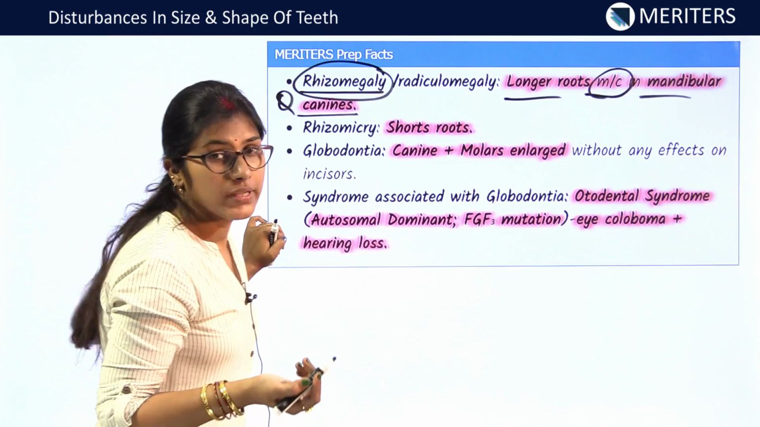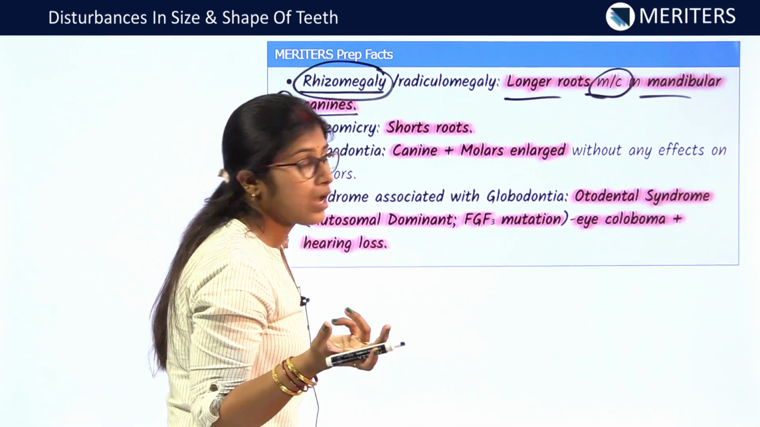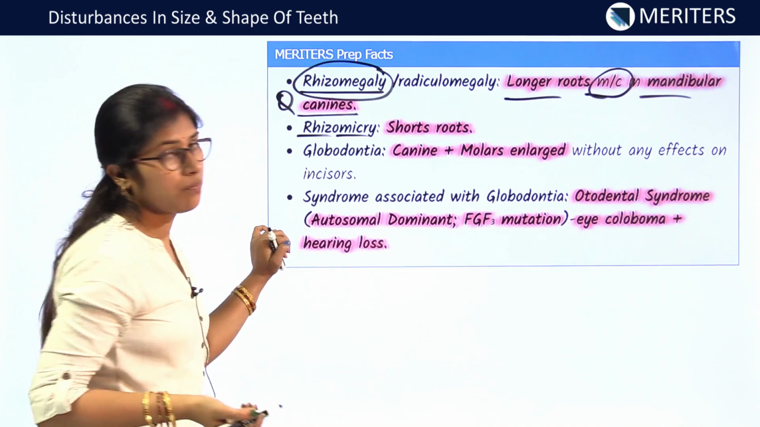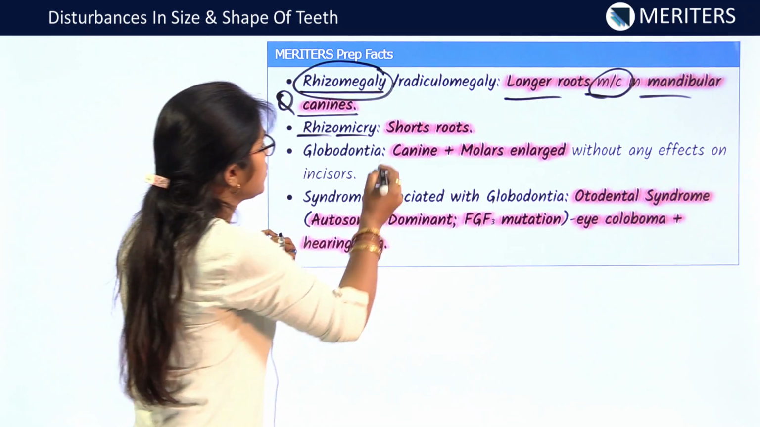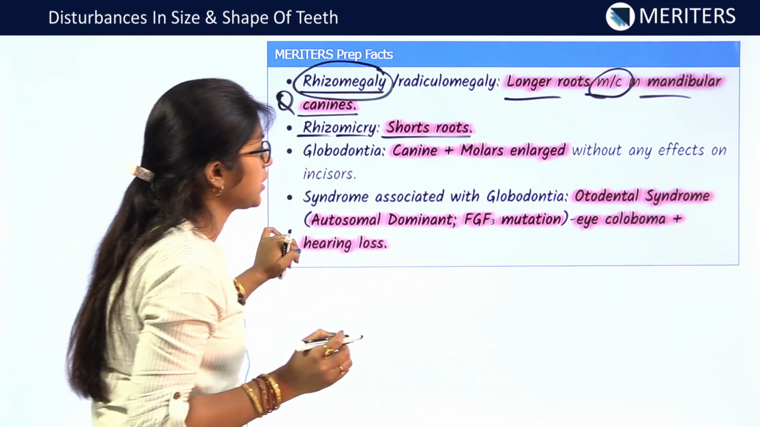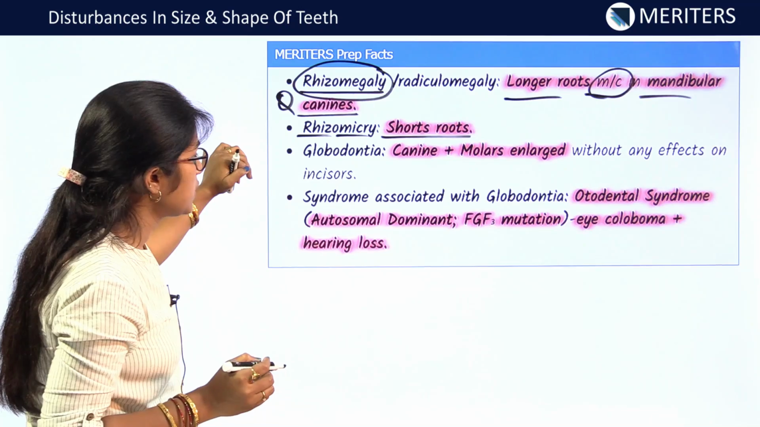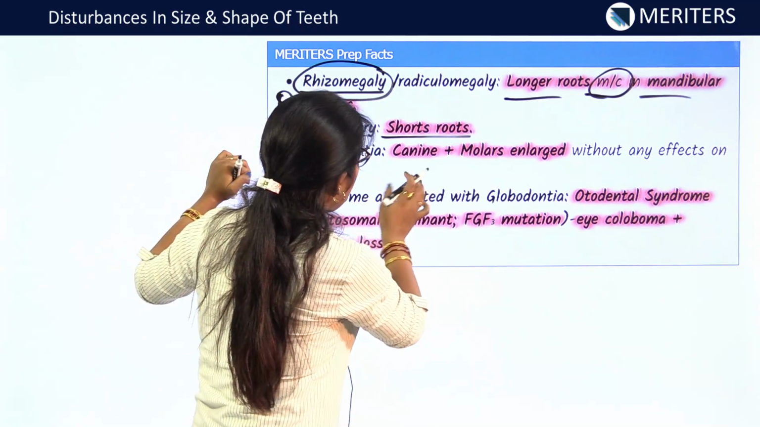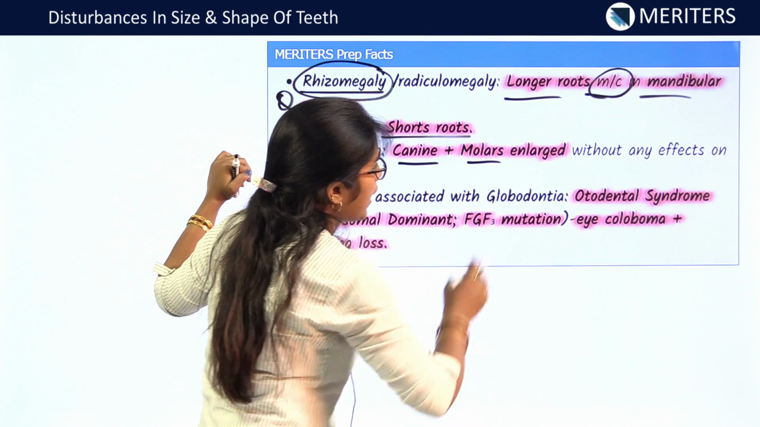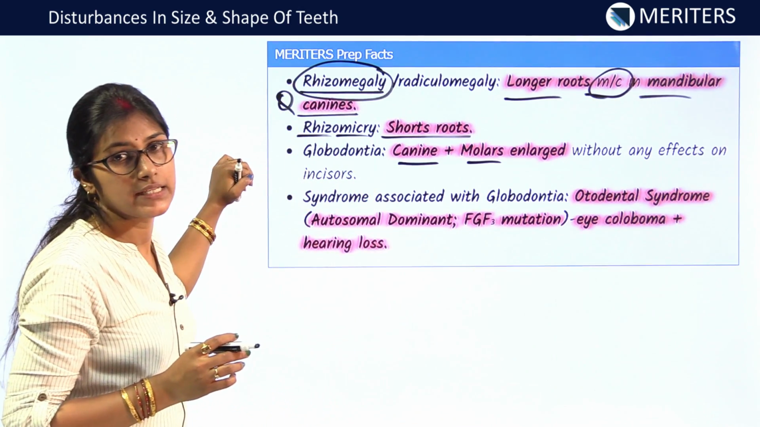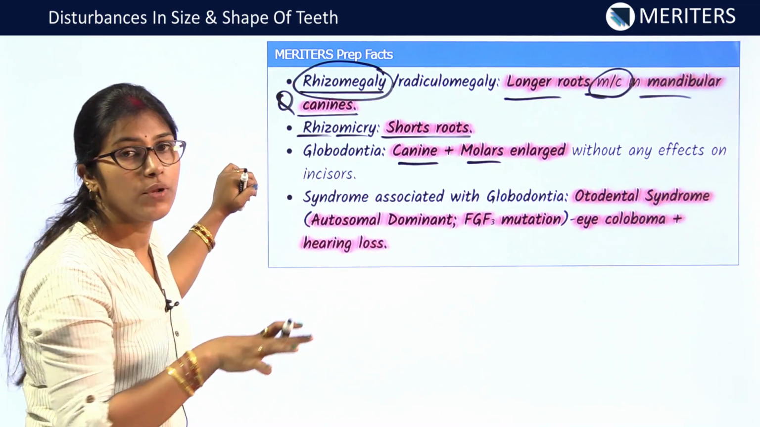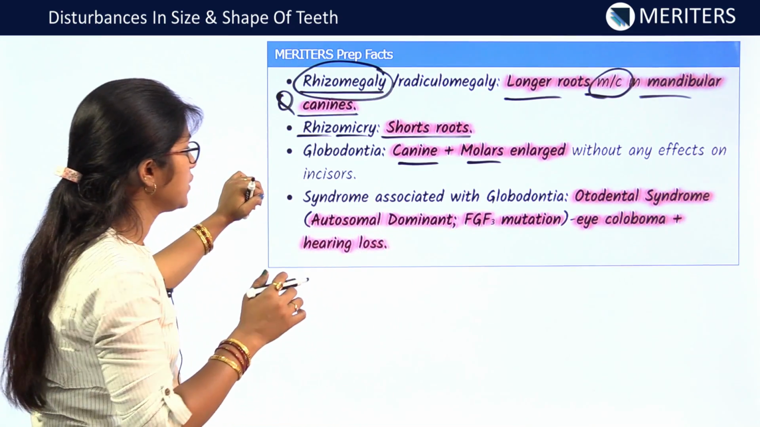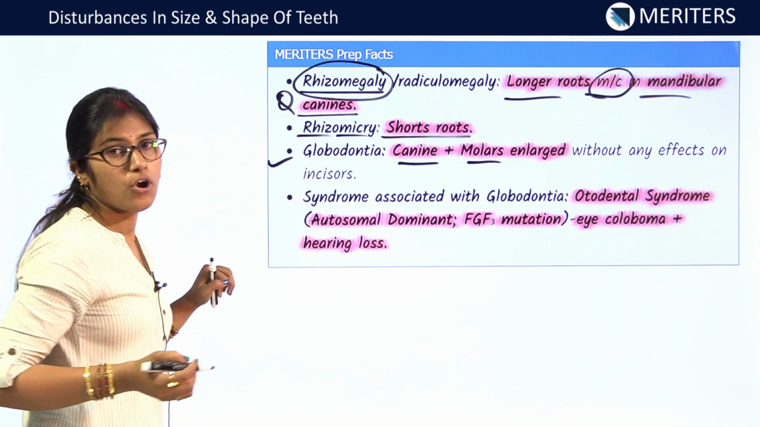Now similarly we'll see rhizomicry. What is rhizomicry? Rhizo is root and micry is small. Micro is small. So shorter roots, rhizomicry. These terminologies are important. Now we'll see globodontia. What is globodontia? In globodontia, canines and molars are enlarged without any effects on incisors. Incisors are normal, normal size, but canines and molars will be enlarged. So this condition will be known as globodontia.